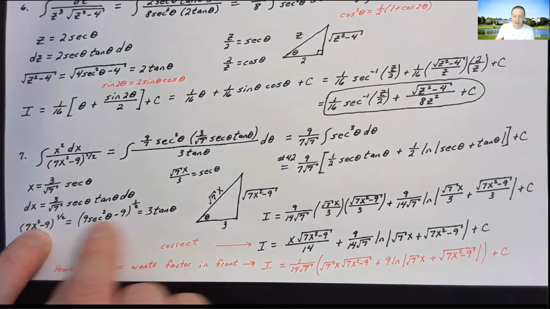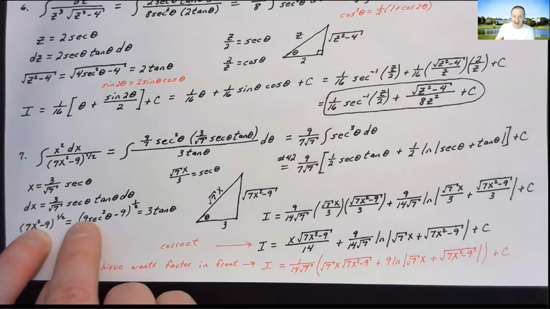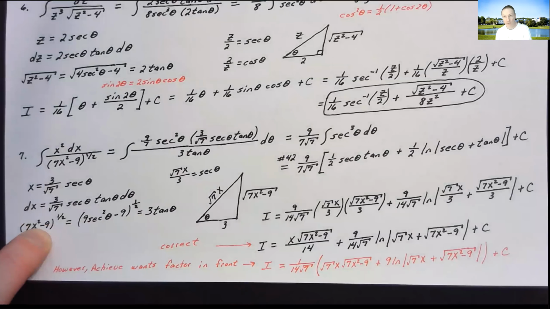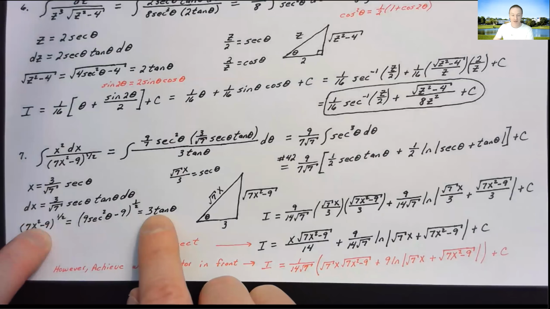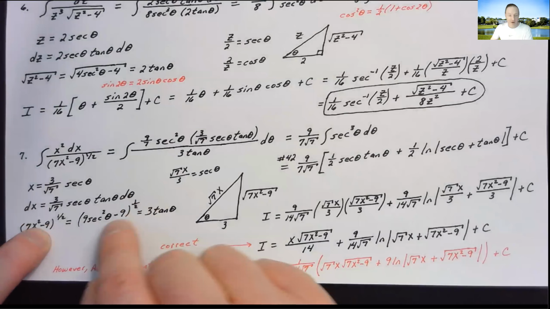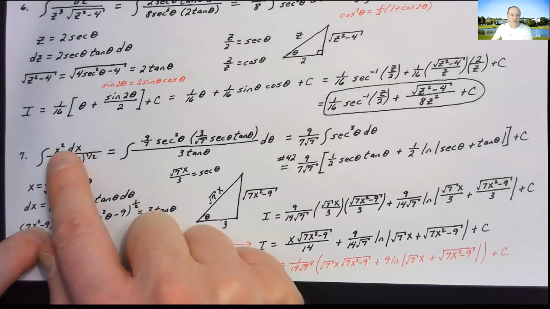Now, the inside of that group, you could factor to be 9 times secant squared theta minus 1. Secant squared theta minus 1 is tangent squared theta. 9 times tangent squared theta inside the 1/2 power just gives me 3 tangent theta. Gorgeousness. Now we can say, all right, let's go back and substitute into our problem.